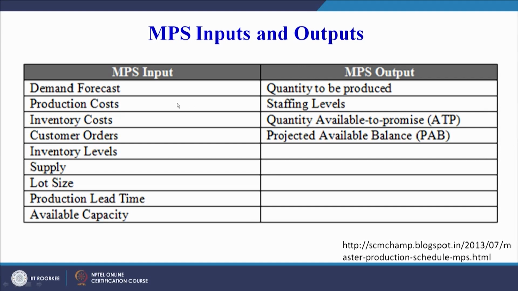Master production schedule, demand forecast, production costs, inventory costs, customer orders, whatever are the inventory levels. So this inventory cost, inventory levels, lot size, all this will be used in our materials requirement planning also. And these are the inputs, and based on that the MPS output will be quantity to be produced, staffing levels, because we know who are the people who are going to actually produce the product.